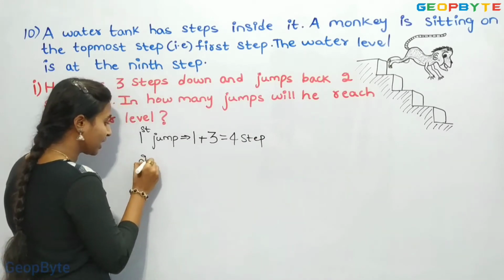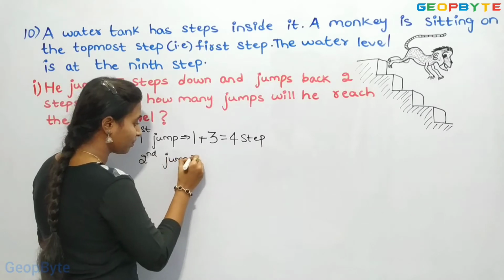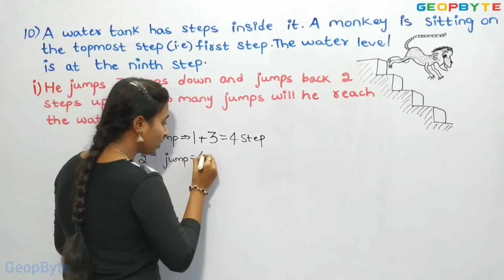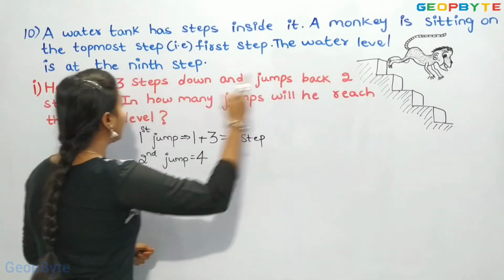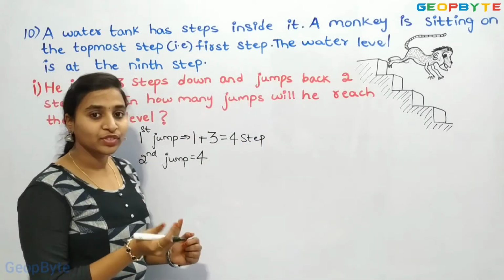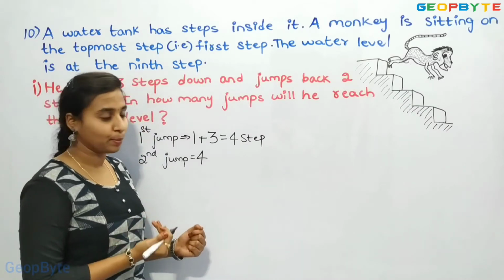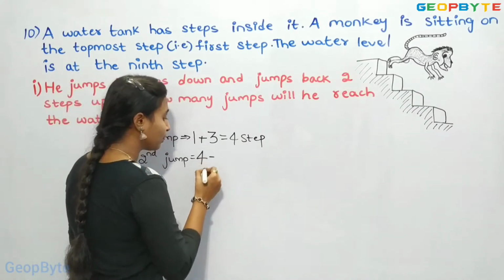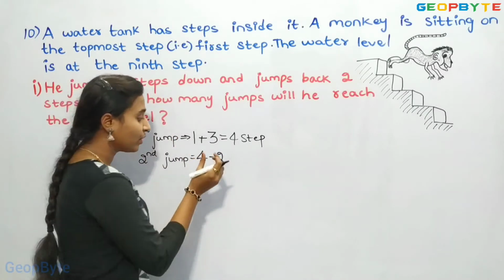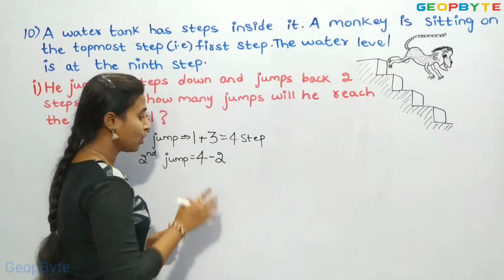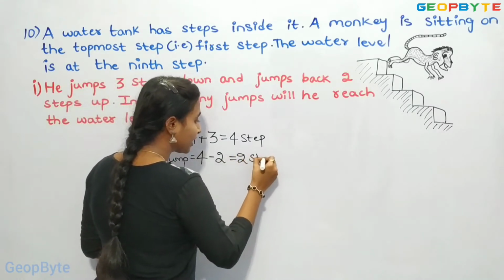Again, in the second jump, he is on the 4th step. The second condition is he jumps back 2 steps up. After jumping 3 steps down, he jumps back 2 steps up. That is, back means he is jumping in reverse. That is 2 steps reverse. We have written minus 2. 4 minus 2 is equal to, he comes on to the second step.